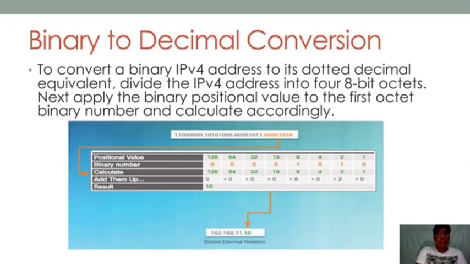Next is the binary to decimal conversion. To convert a binary IPv4 address to its dotted decimal equivalent, divide the IPv4 address into 4 8-bit octets. Next, apply the binary positional value to the first octet binary number to calculate accordingly. So these are examples of the binary to decimal conversion.